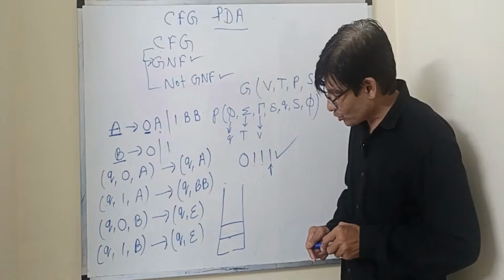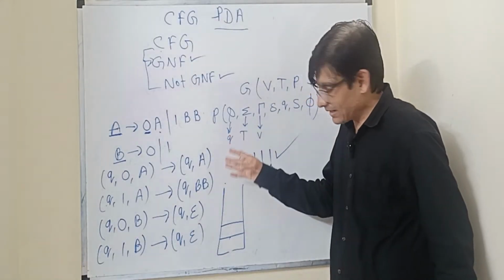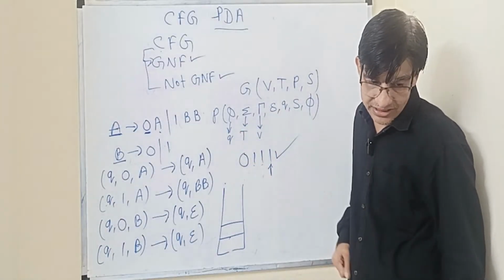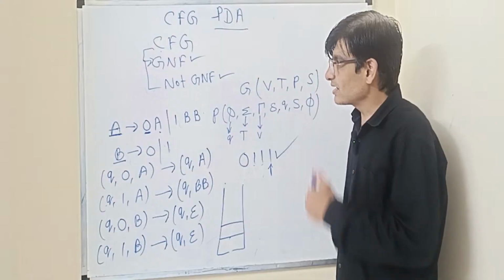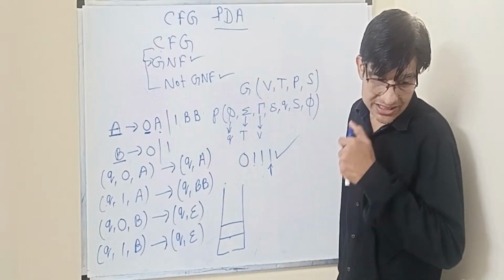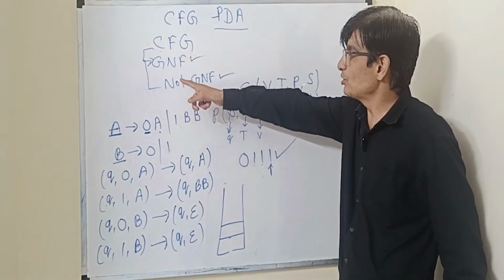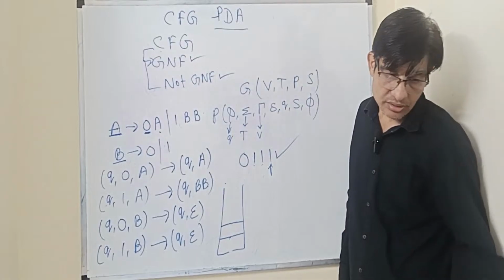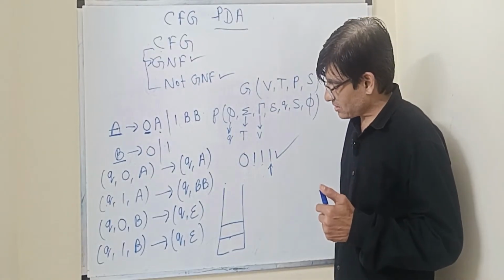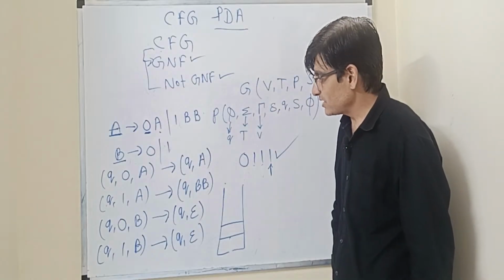As I told you, we are implementing this PDA by acceptance by empty stack. So this is how you can convert any CFG, which is in GNF or not in GNF, into a PDA. So this is the example we have taken. I hope it is very much clear.